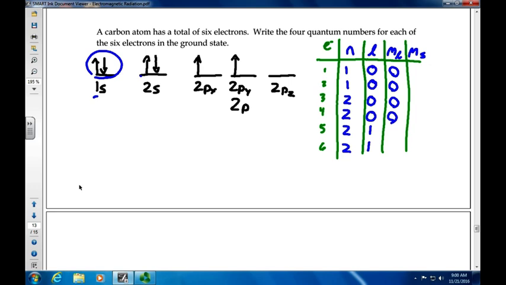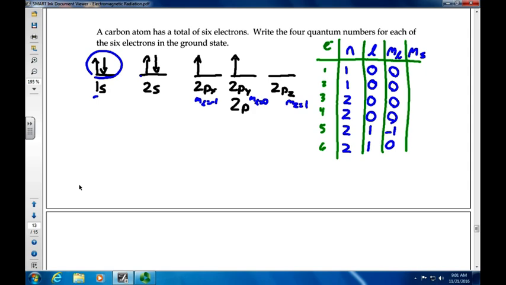But what about M sub L for the p orbitals? Well, it takes a little practice to recognize this, but you're going to have your P sub X over here. We're going to call this M sub L is equal to -1. M sub L is equal to 0, and M sub L is equal to 1. So in this case, we've got a -1 and a 0. There's 1 electron on the -1 and 1 electron on the 0. There are none on the 1. And then we simply fill it in.